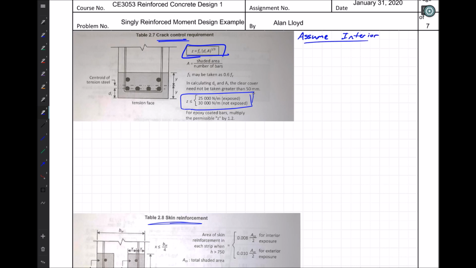So this means that Z has to be less than or equal to 30,000 newtons per meter, not exposed condition. So let's go through some of these calculations. If we look at our configuration, we've got a configuration that has 2 layers of steel.